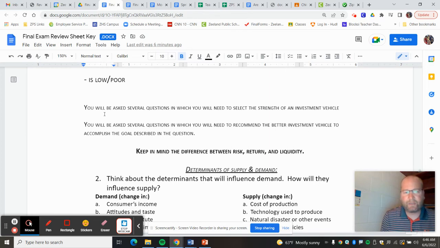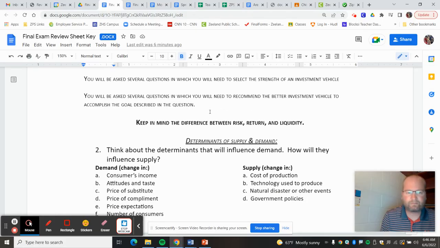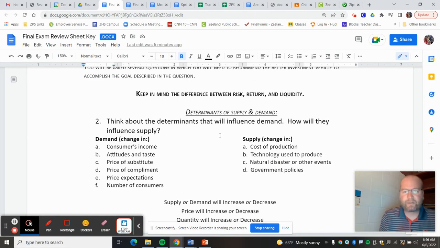And again, here it says, you'll be asked several questions in which you'll need to select the strength of an investment. You'll be asked several questions in which you'll need to recommend what type of investment might be best to use. All right, determinants of supply and demand.